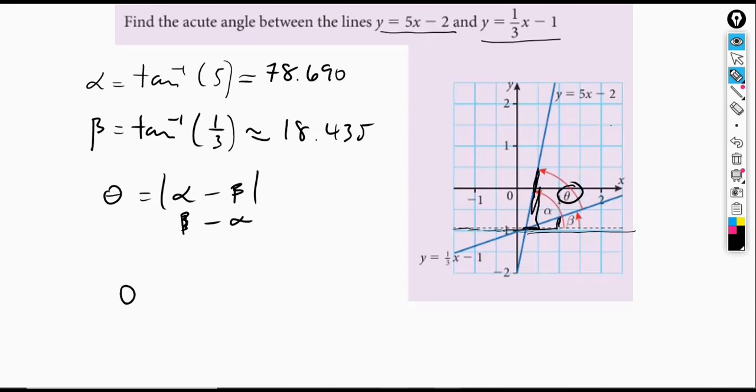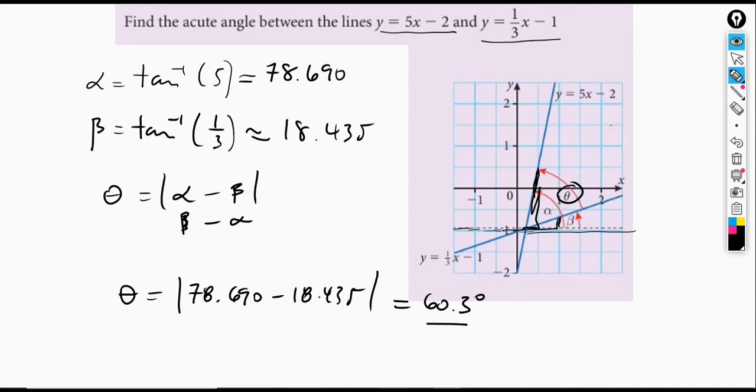So theta is going to equal the absolute value of, say, 78.690 minus 18.435, and that is going to equal 60.3 degrees. So this would be the answer. That would be the acute angle between the lines.